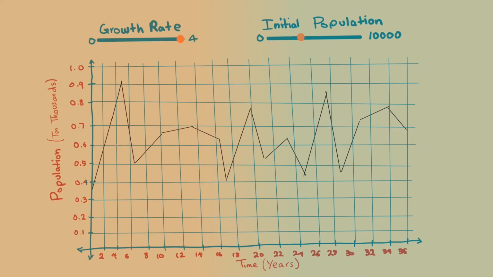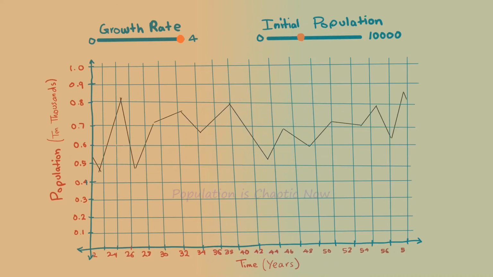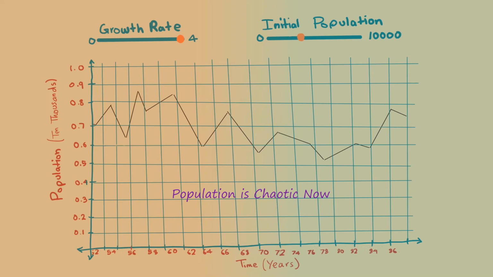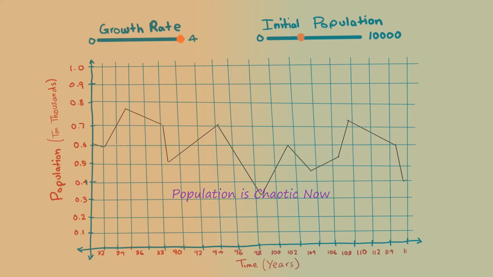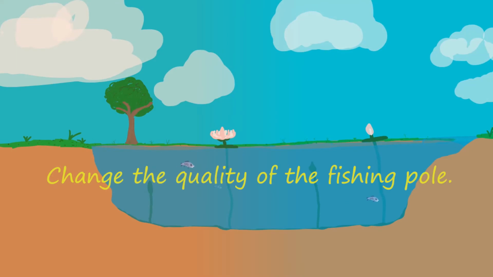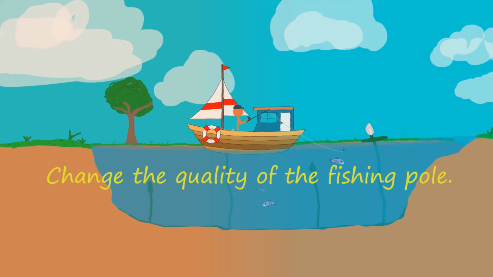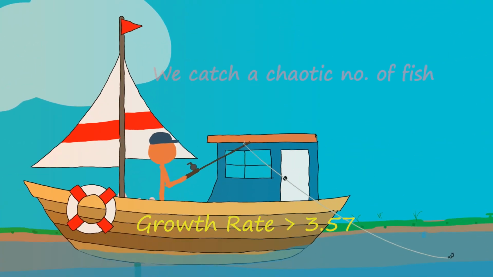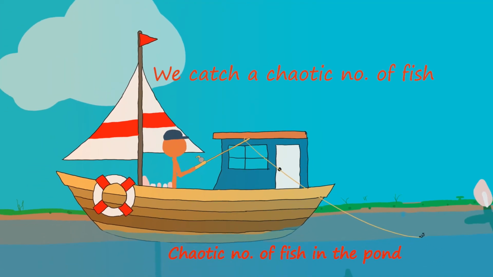Now if we look at the first graph, we see that the population doesn't settle into any particular position, it just changes randomly. Let's get back to the fish in the pond example. Here, if we were to change the quality of the fishing pole, it gives us a chaotic amount of fish caught and a chaotic amount of fish in the pond.